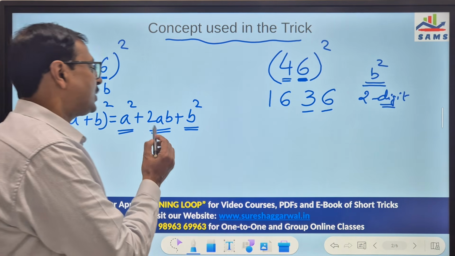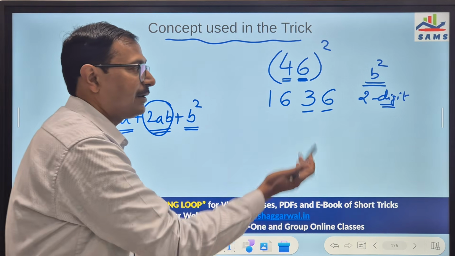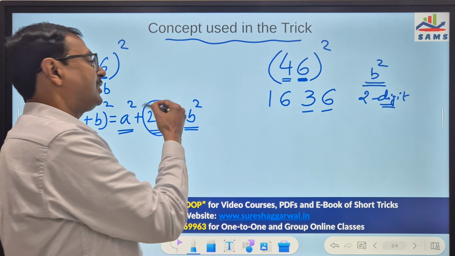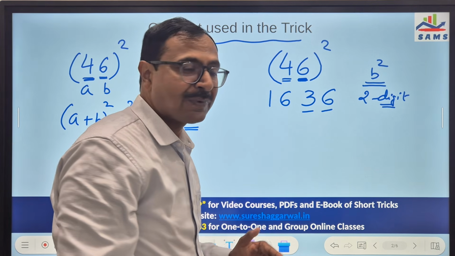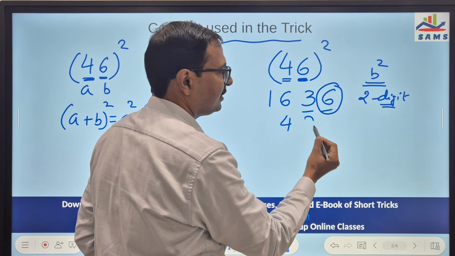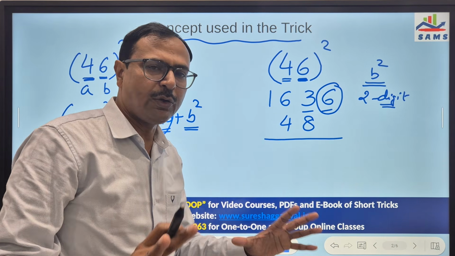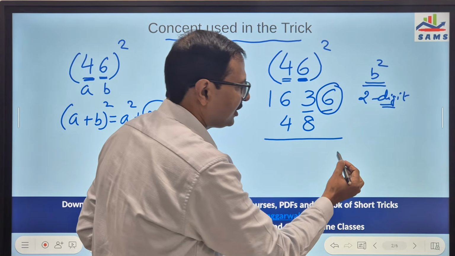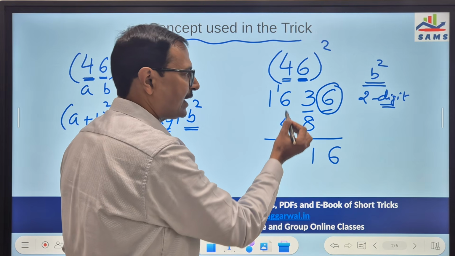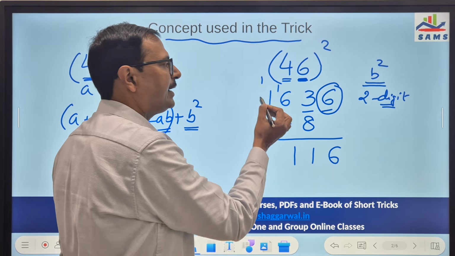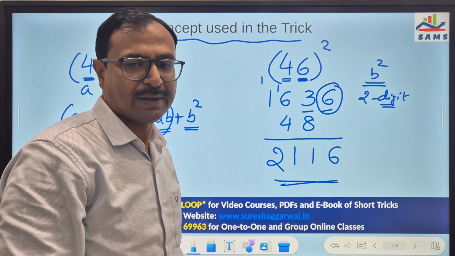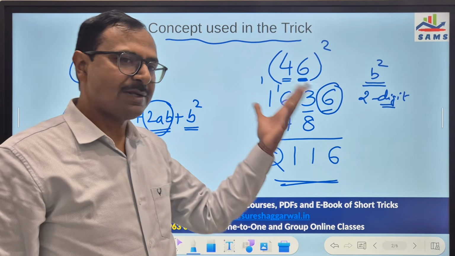So where should I write this 2ab, and what is 2ab here? A into b, 4 into 6 is 24, and double of that, 2ab, is 48. Leave one digit from here and write it like this, 48, and all you have to do is just add them vertically. So 6 comes down, 11 means 1, 1 carried, 6 plus 4, 10 plus 1, 11 means 1, 1 carried, and 1 plus 1, 2, and there you get the answer. 2116 is the square of 46.